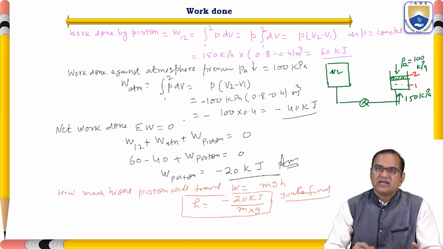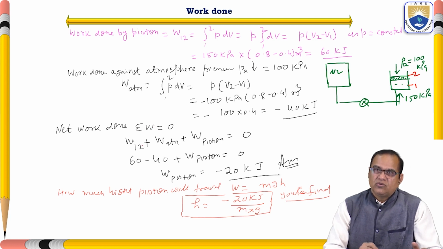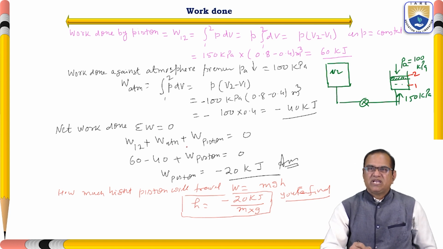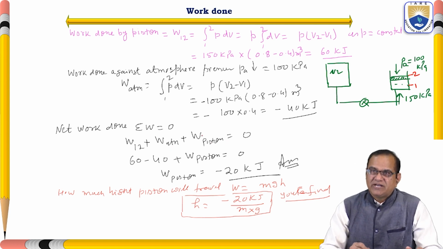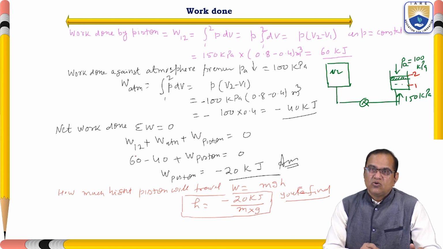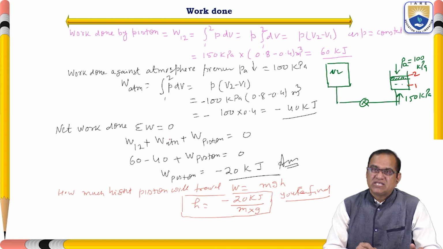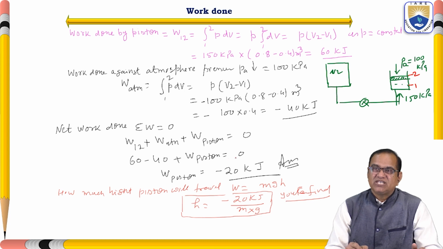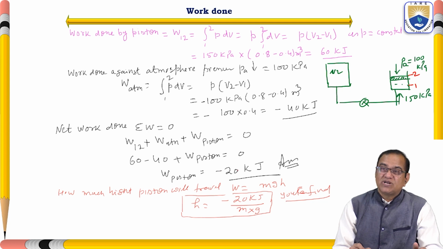So net work done, that is delta W, is equal to work done by the gas from 1 to 2 plus work done by the atmosphere plus work done by the piston. But it is assuming that net work done is zero. So this is 60 minus work done by the atmosphere 40 plus work done by the piston is equal to 0. So work done by the piston is equal to minus 20 kilojoule. Means it is also trying to pull down, the piston pulls down due to the gravity of the piston.